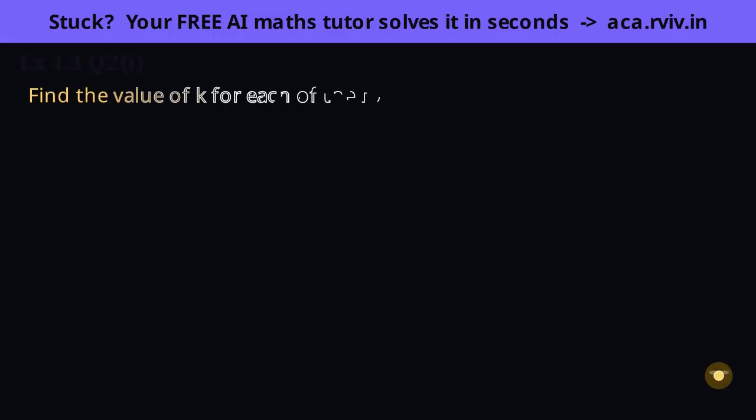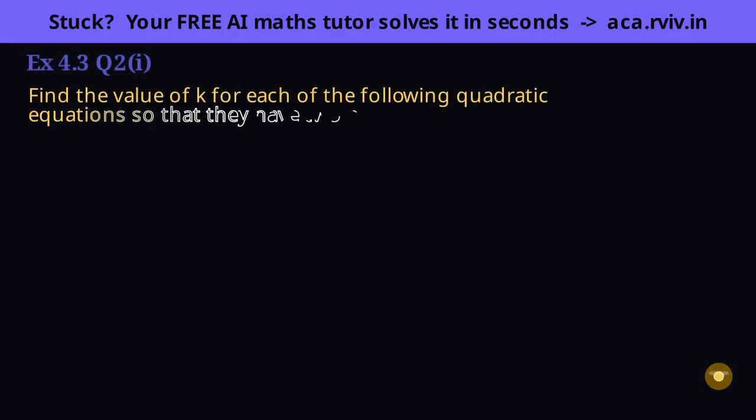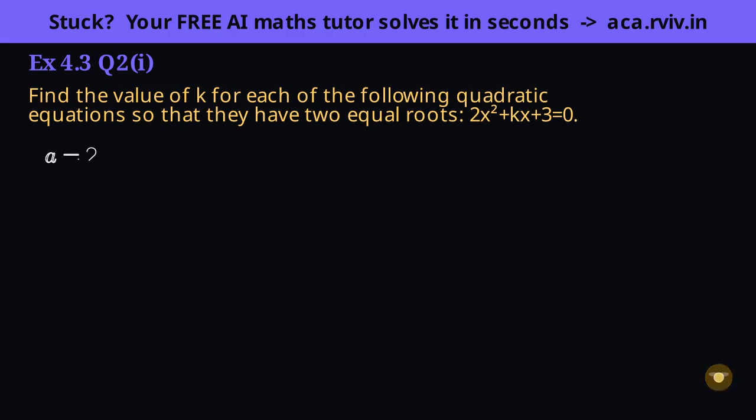Equal roots is exactly the discriminant equals 0 condition. This is the discriminant working in reverse. Instead of computing d from known numbers, we're told the roots are equal and asked to find k that makes it so. And equal roots translates precisely to discriminant equals 0. That's our equation for k. Read off a is 2, b is k, c is 3.